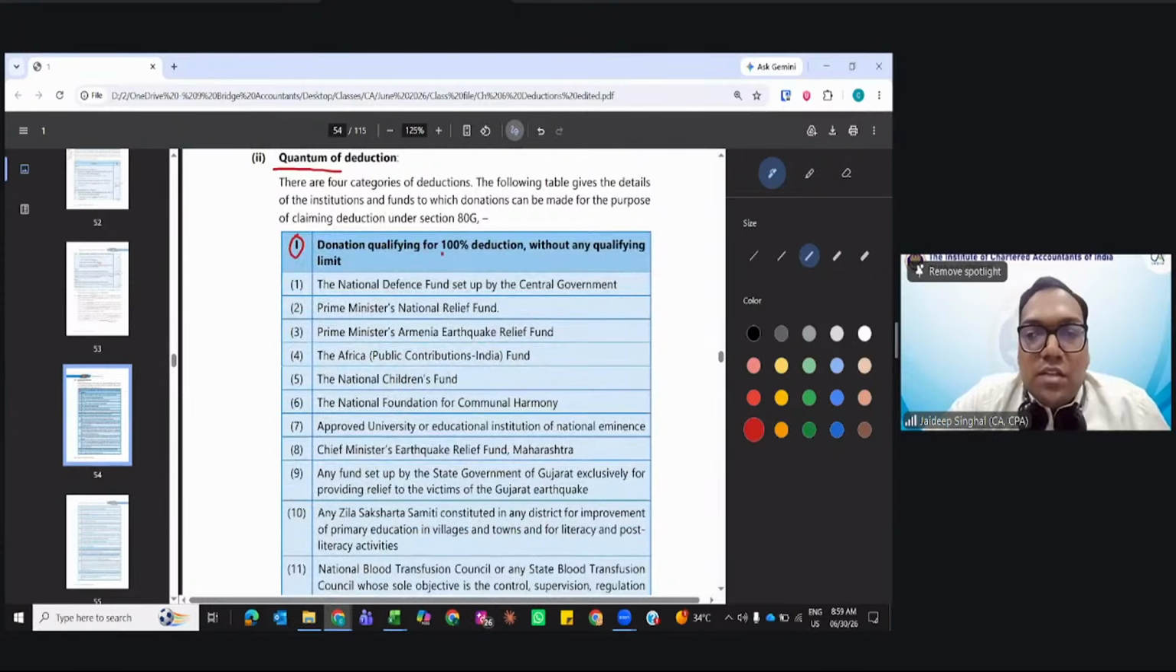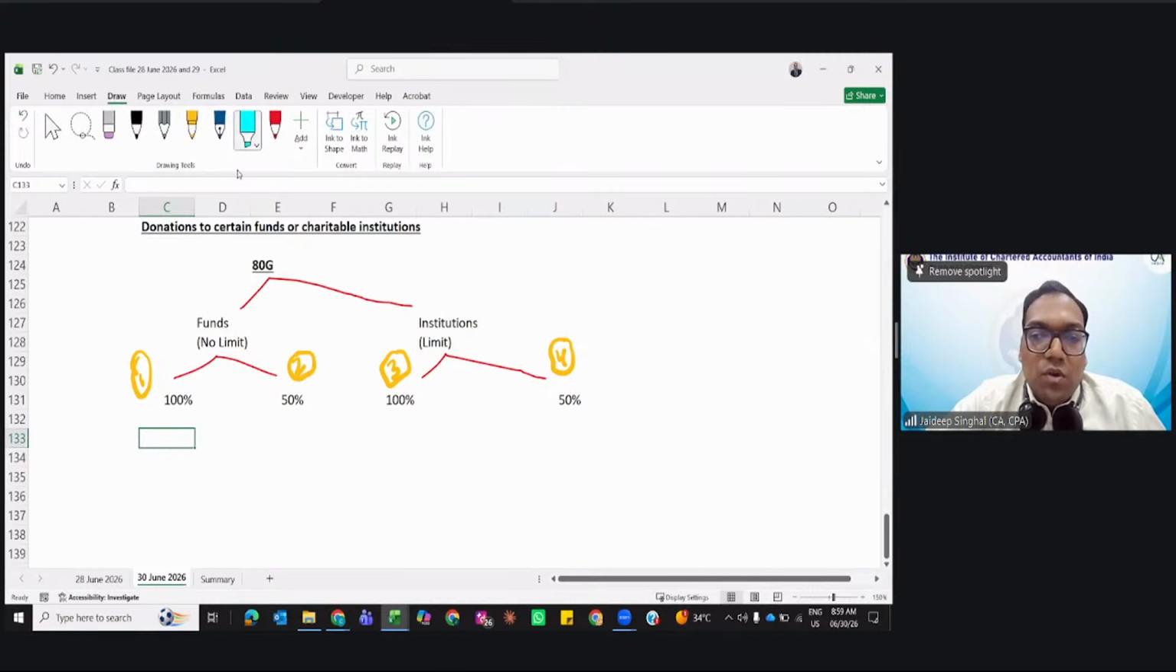See, it is in category number 1. Wait, until I explain, then I will take the queries. In category number 1, donations qualify for 100% deduction without any qualifying limit. So what I had written, there is no limit. Second, it is with a limit.